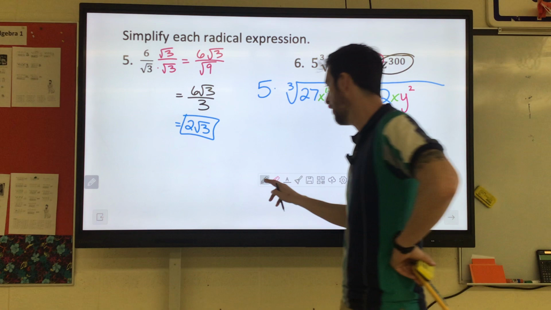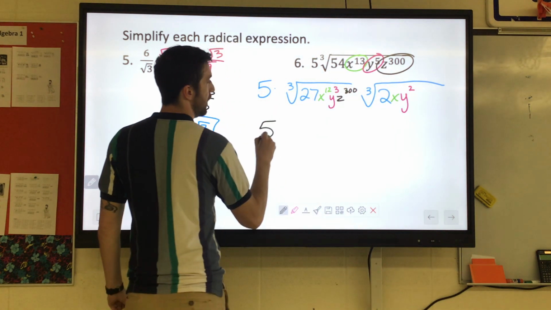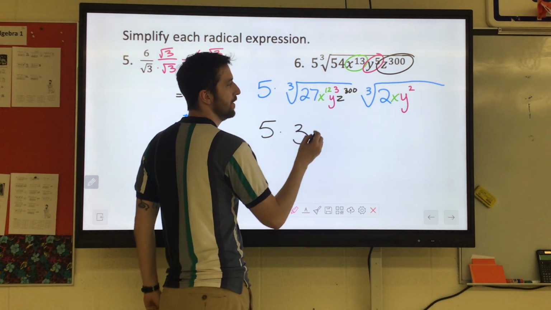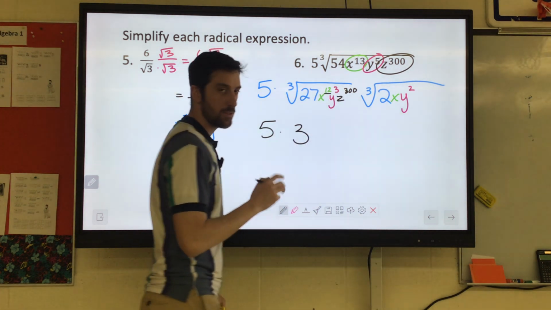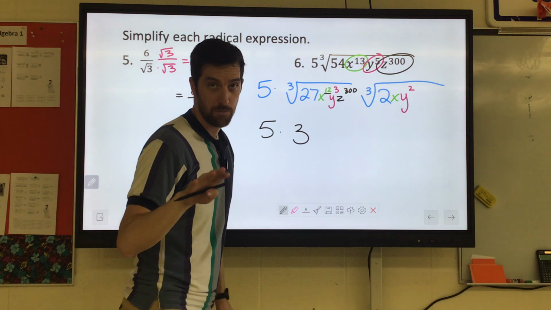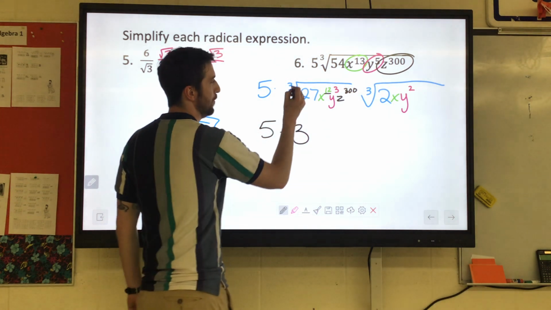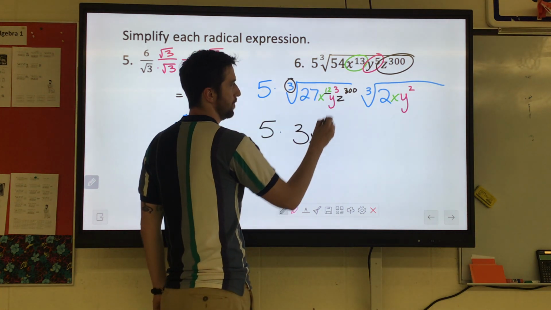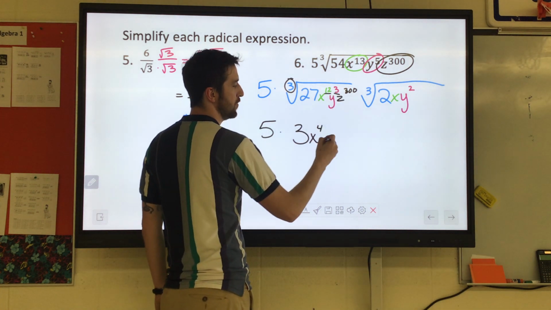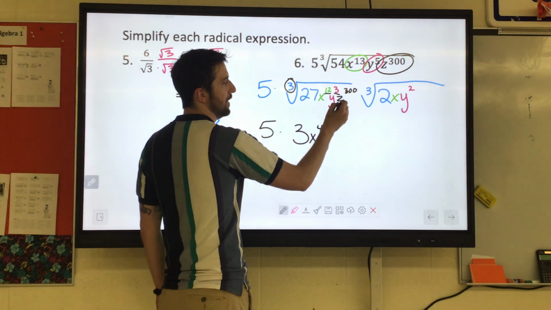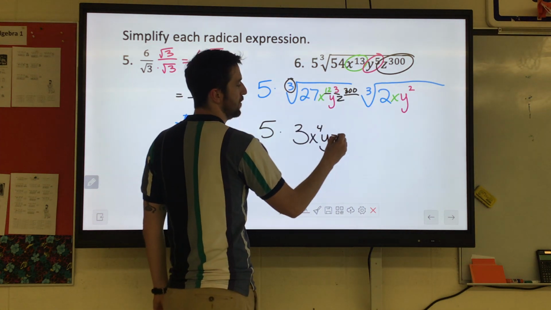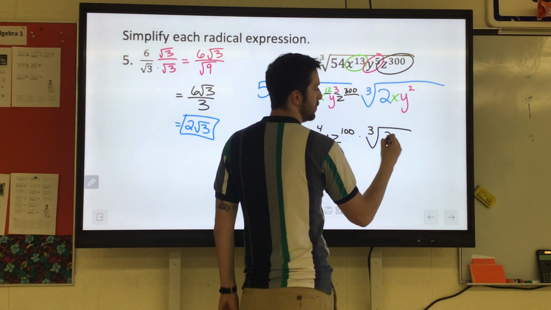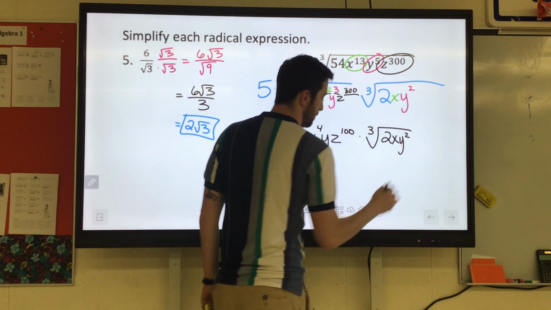Great, here we go. So we have 5 times the cube root of 27, which is 3. And then when we're cube rooting these things with exponents, all we do is divide the exponent by 3. We divide it by whatever number's here. 12 divided by 3 is 4, so x to the 4th. For the y, 3 divided by 3 is 1, so it'd be y to the 1st. And then the z, 300 divided by 3 is 100. And then we can't do anything with this 2xy squared.